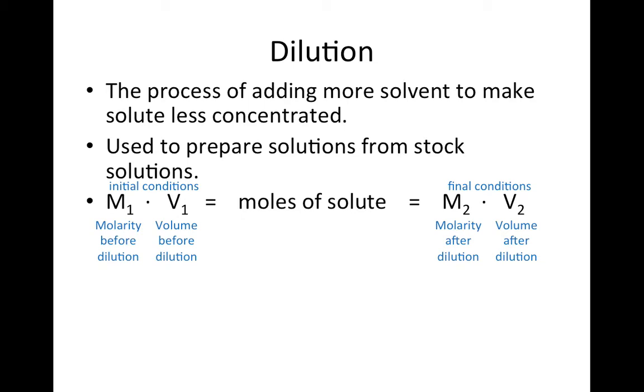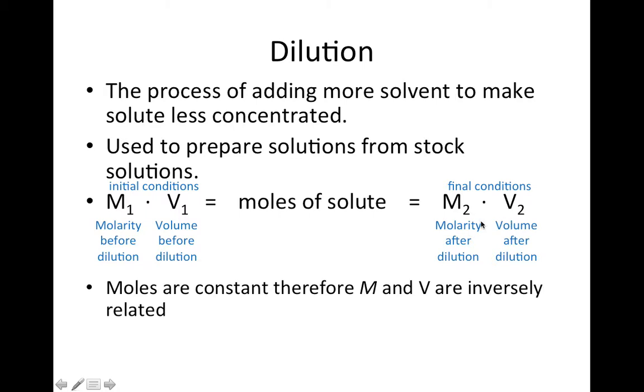Now, the ones represent initial conditions, M stands for molarity, V stands for volume, and over here on this side, the 2's represent the final conditions. The M stands for molarity, V stands for volume after the dilution.